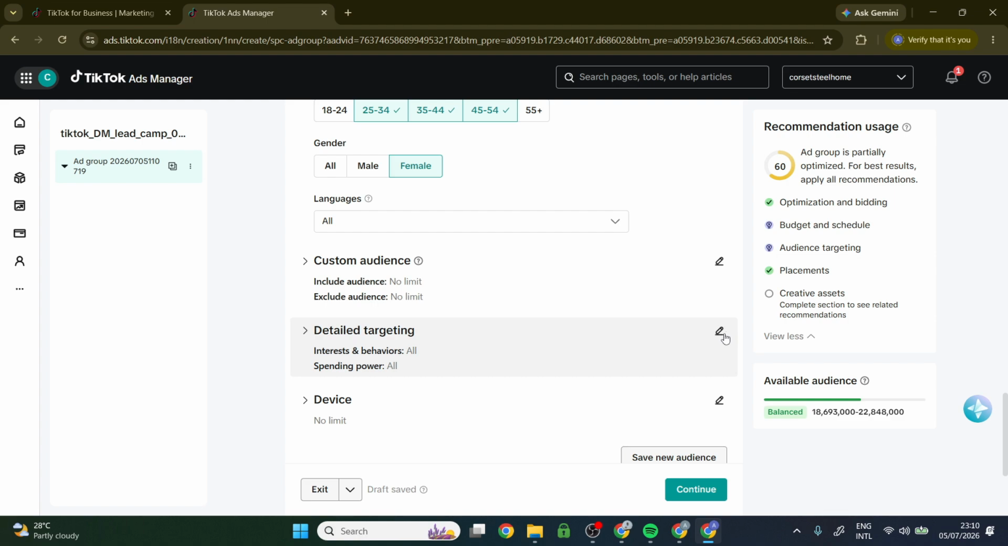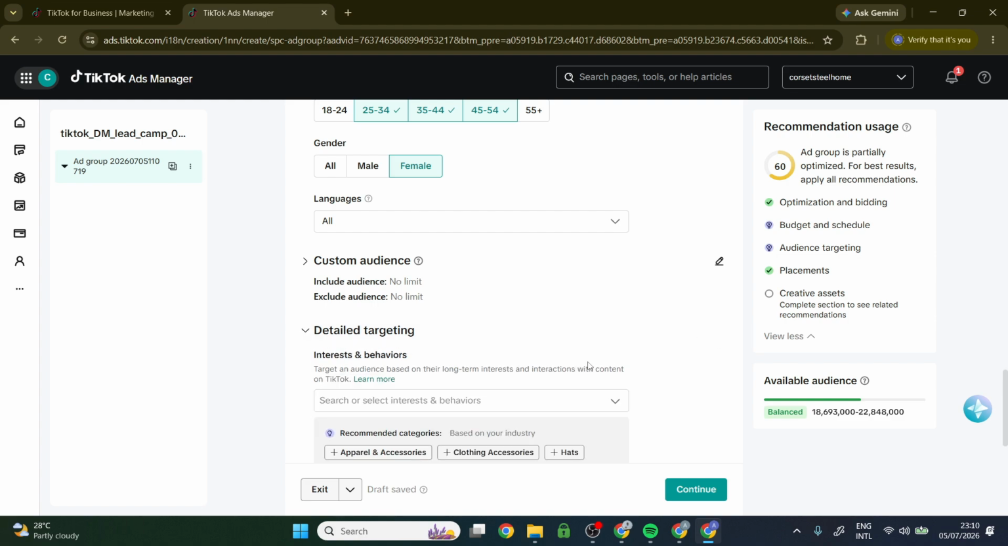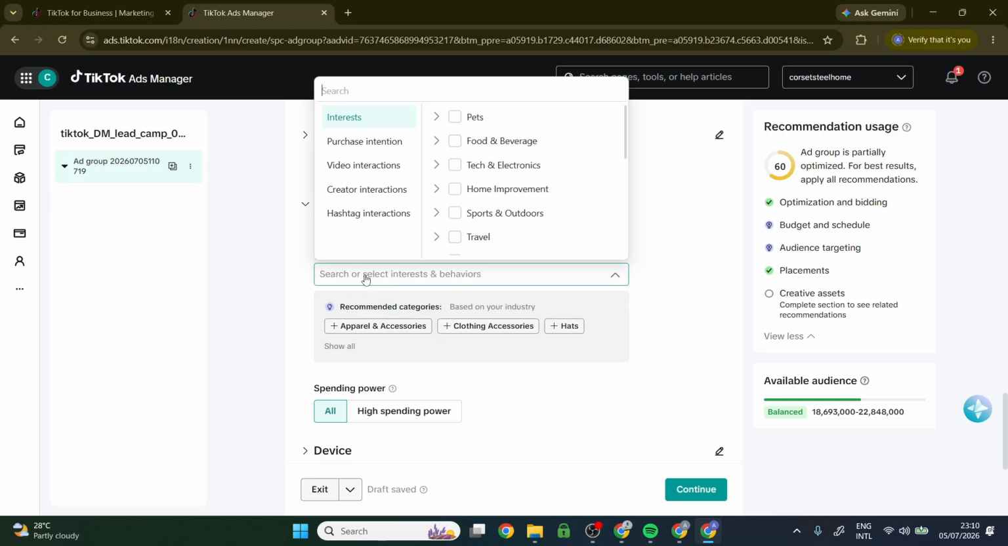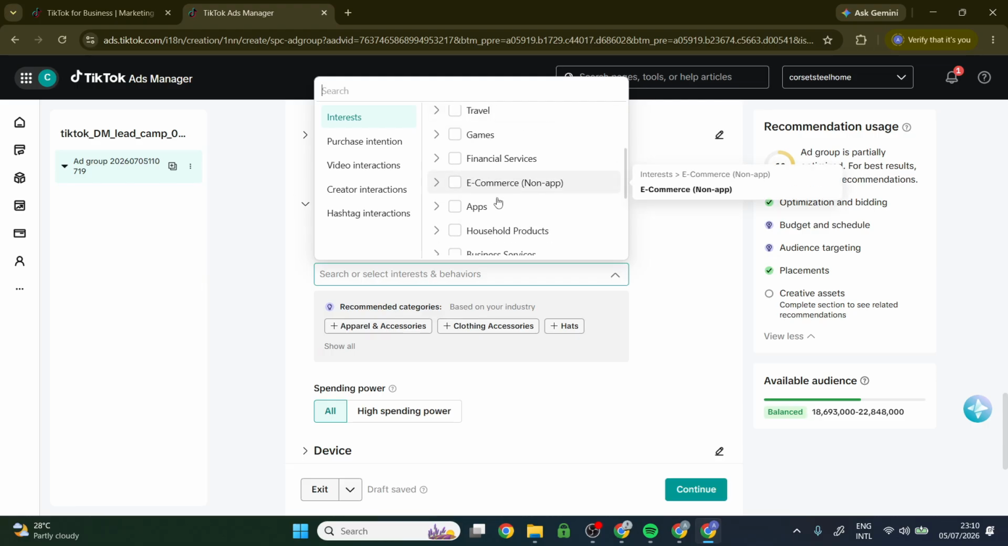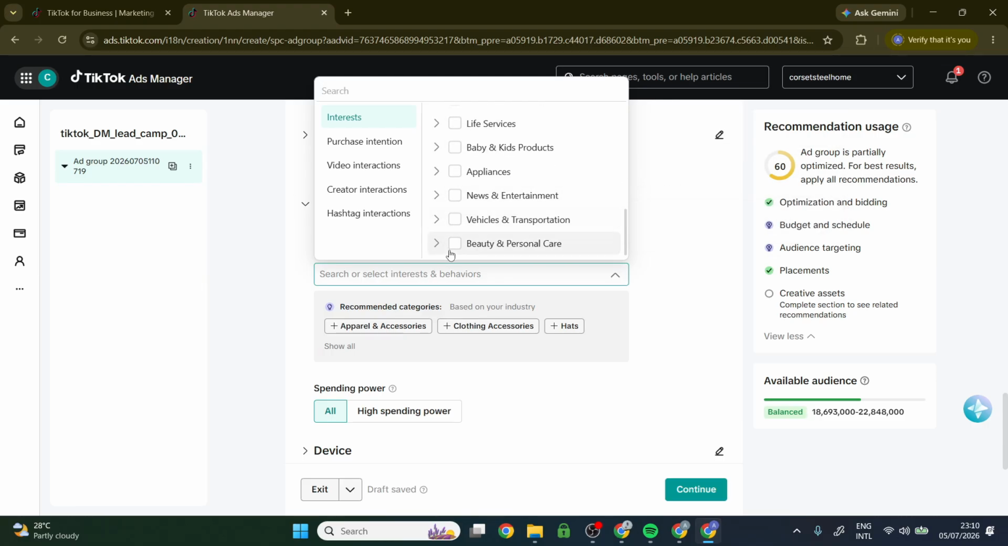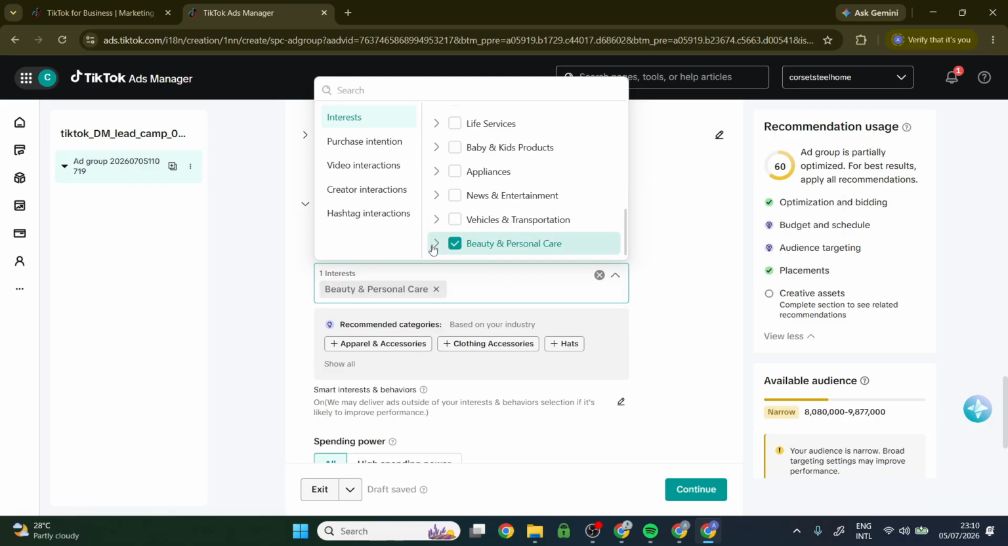Then the next thing is our interest and behavior, right? The detailed targeting. For this detailed targeting, you just need to select people who are interested in what you do. Now, let's say we are into beauty, for instance, right? So I'm going to look for audiences that have to do with beauty. So yeah, you see, we have beauty and personal care. I'm going to select this beauty and personal care.